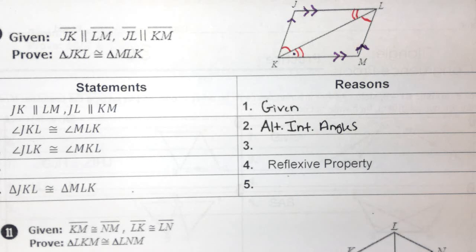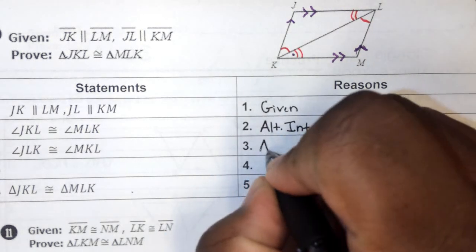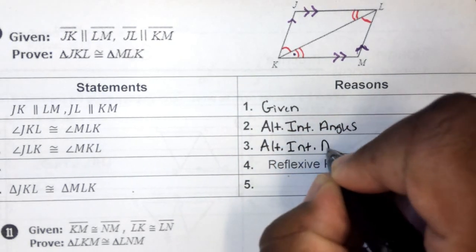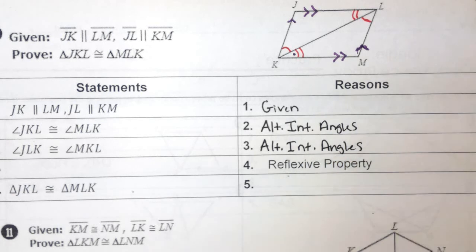We're going to come back to Dennis. Go ahead. Same reason. Alternate interior angles, just the one on the other side. After you get that, they ask you about reflexive property.